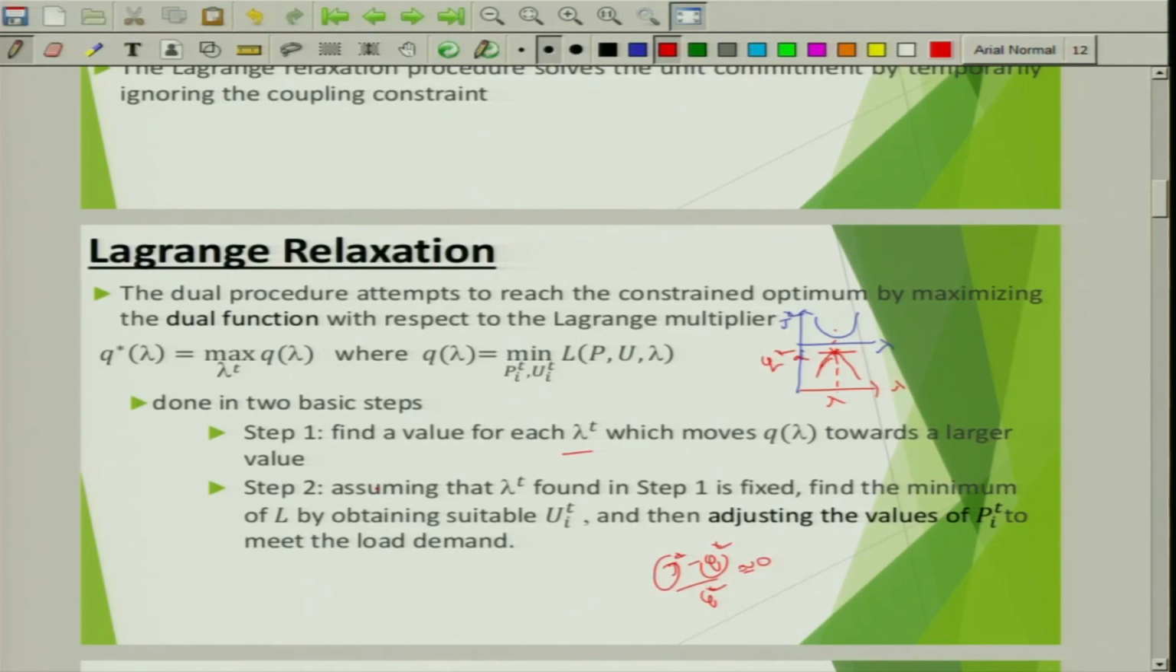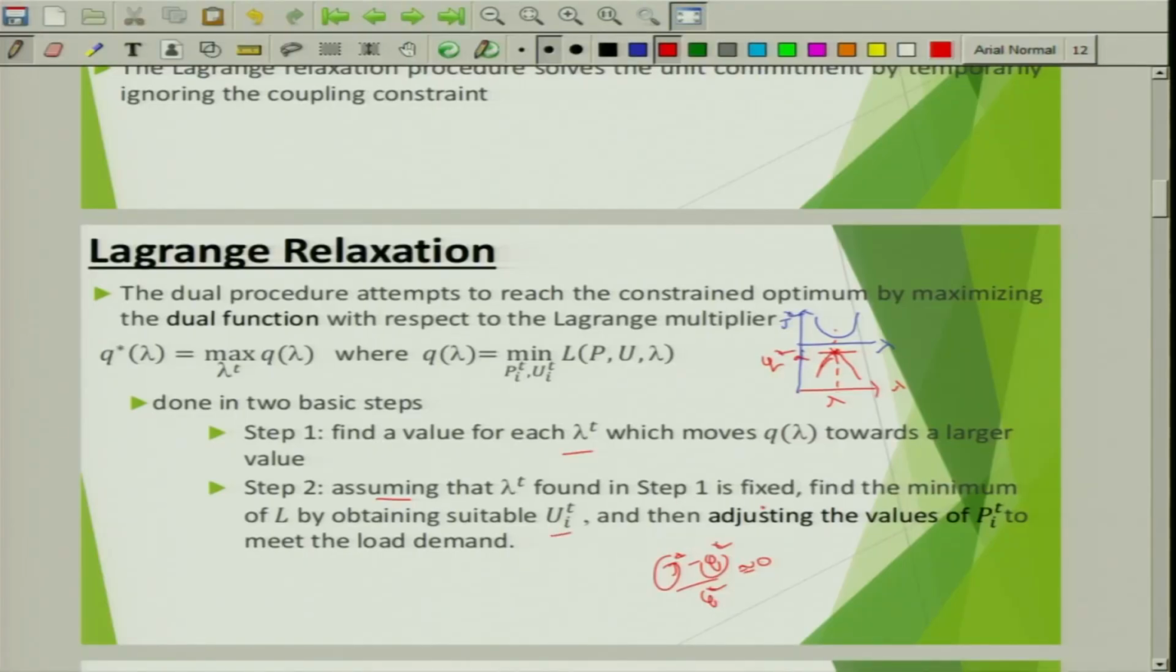minimum of Lagrangian. Step 2 is assuming that lambda is constant, found in step number 1, you keep it as a fixed value and find the minimum of the Lagrangian function. Actually there are 3 variables; we are keeping one as constant and then optimizing the other variables like that. So now we are fixing lambda. You take some random value of lambda, fix that lambda, and for that fixed lambda you minimize the Lagrangian function. The Lagrangian function is now dependent upon 2 variables, u and p.